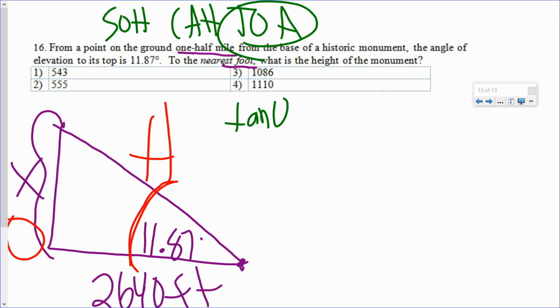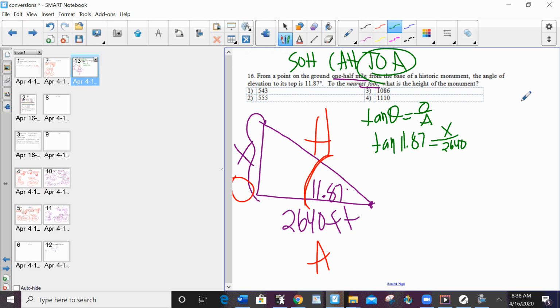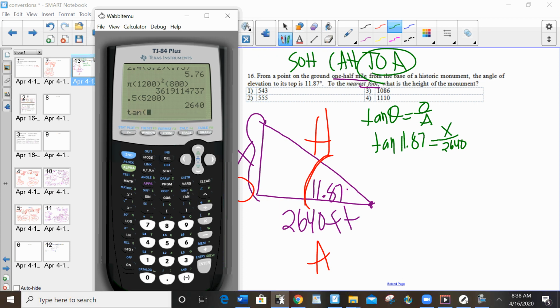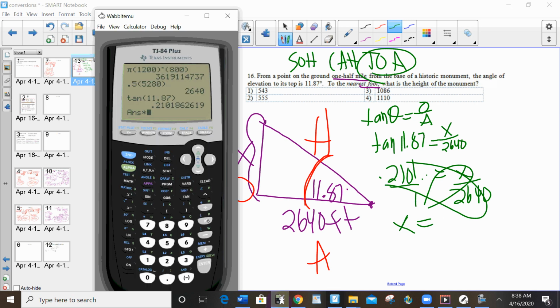So it's tan theta equals O over A. Tan of 11.87 equals X over 2640. Tan of 11.87. Again, I like to do this step. Let me just make sure I'm in the right mode. Yep. It's 0.2101 dot dot dot. And then I cross multiply and solve. 0.2101 times 2640. 554 to the nearest foot.